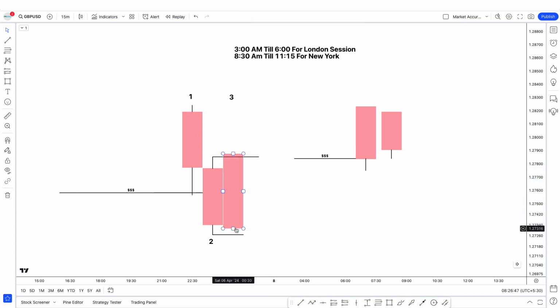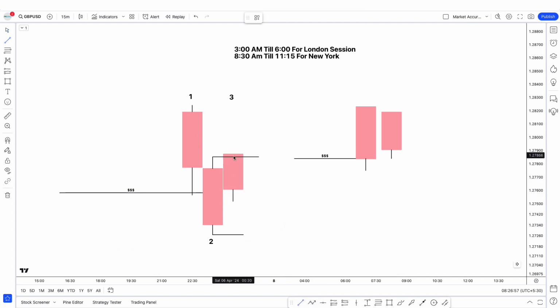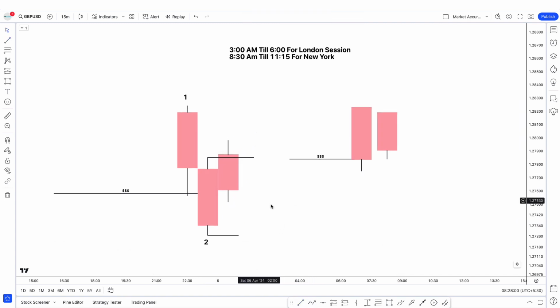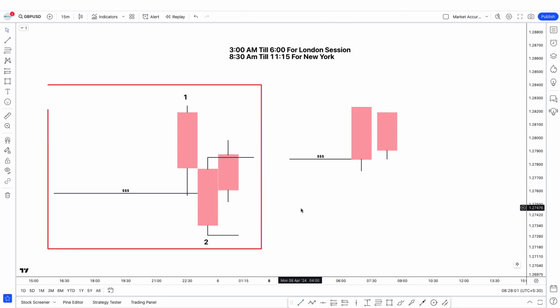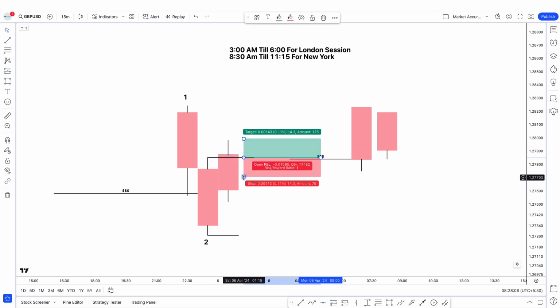So when you have this pattern, there are 2 ways to take your entry. And too much marking, guys. I just want to make this clear for you. You have 3 candles, 1, 2, and 3. The third candle closes above the high of the second candle. There are 2 ways to take your entry. One, you can take your entry on the retest of the high of the second candle. Put your stop there.